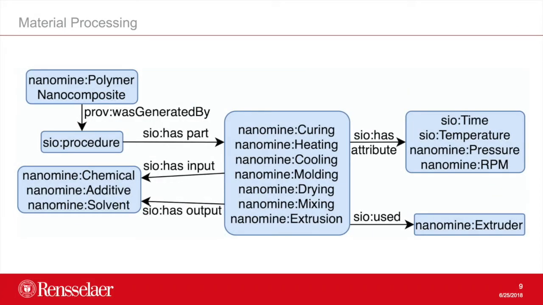We also need to know how our pudding is made. Some puddings are baked, some puddings are mixed, some puddings are cooled, and the same thing is true for polymer nanocomposites. There are many different processes that can occur, and usually there are multiple steps along the way, and this representation allows us to capture all of that.